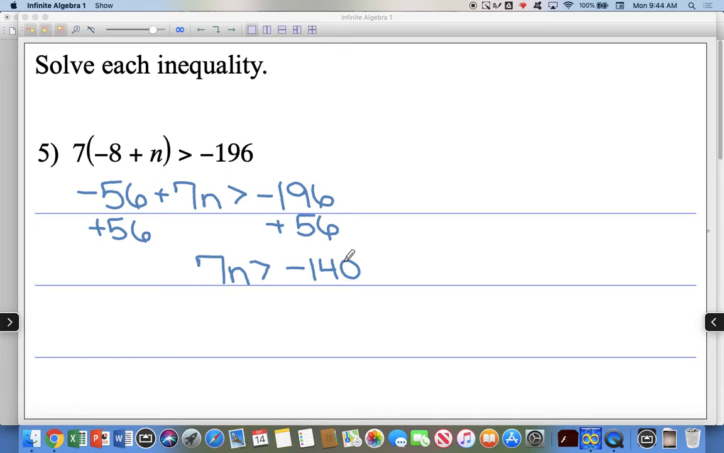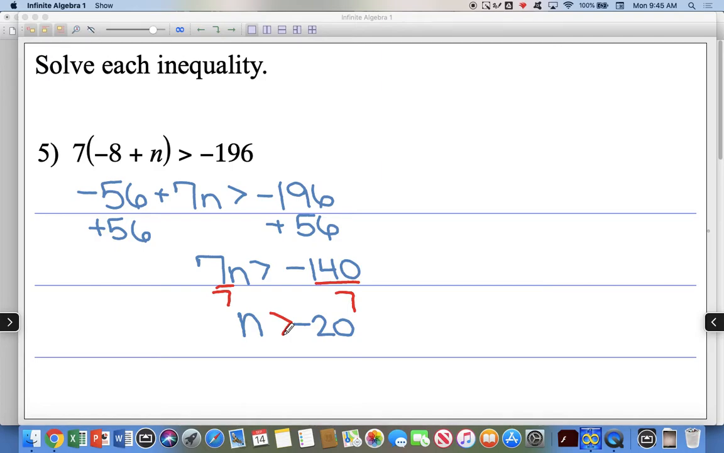Now, on this one, if I divide, do you all agree that whenever I divide, I get negative 20? Negative 140 divided by 7. Now, do I flip my inequality or do I keep it? What did we divide by? Is that a positive or a negative number? When you divide by a positive number, this stays the same. Now, if you divide by a negative number, then you flip it. So if the number with the variable is negative, that is whenever you flip the sign.